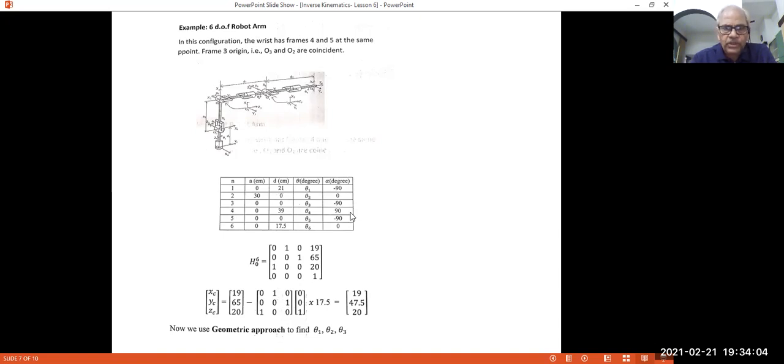So this is the link parameter table, and this is the given position and orientation of the end effector for which we are required to find out the joint variables. Well, first thing we do is from this end point 19, 65, and 20 minus this rotation matrix multiplied by Z0, 0, 0, 1 into this distance. Okay, that will give us this. So these are the coordinates of the wrist center with respect to the base frame. Okay, well, we'll see how to get the first three joint variables just based upon this data geometrically.